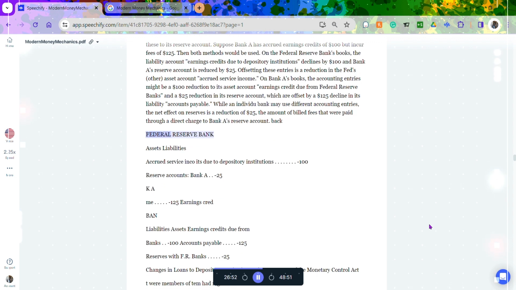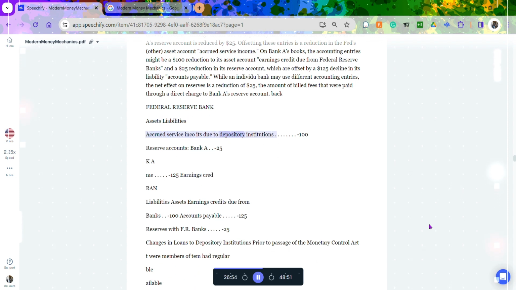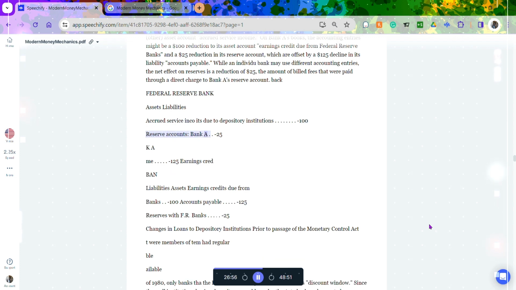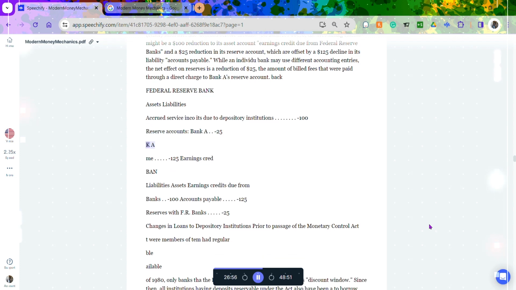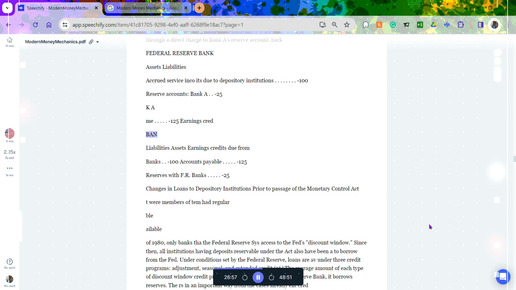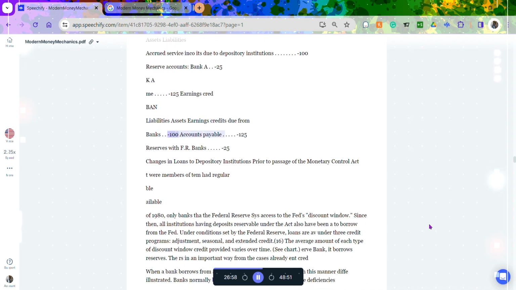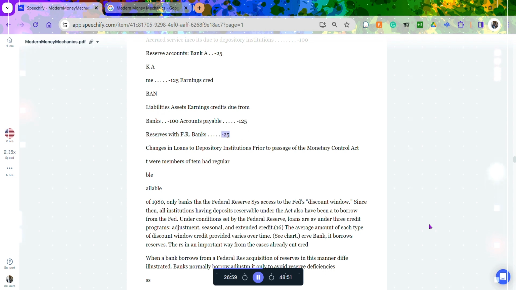Federal Reserve Bank: assets, accrued service income minus 125; liabilities, earnings credits due to depository institutions minus 100, reserve accounts, Bank A minus 25. Bank A: assets, earnings credits due from banks minus 100, reserves with FR banks minus 25; liabilities, accounts payable minus 125.